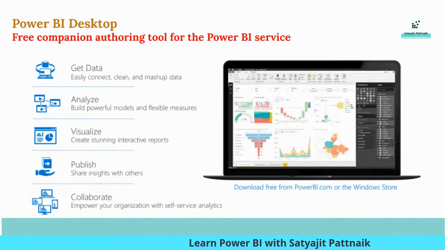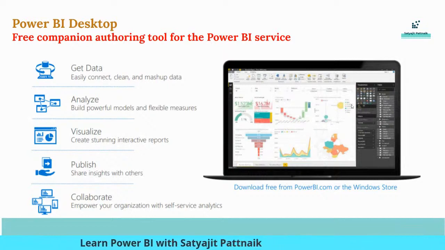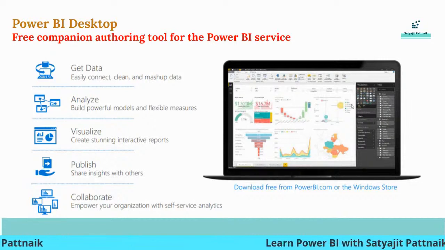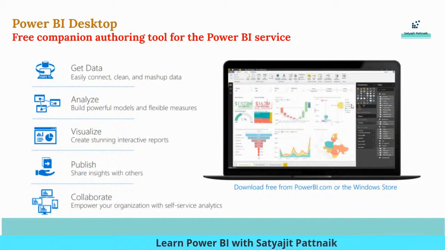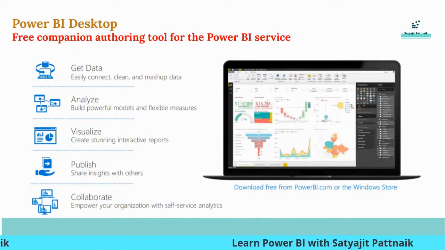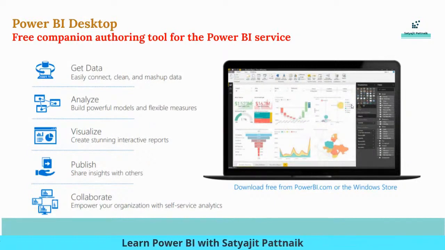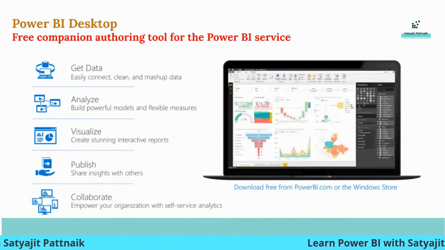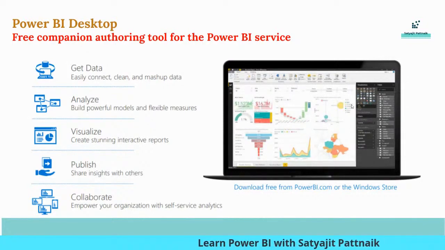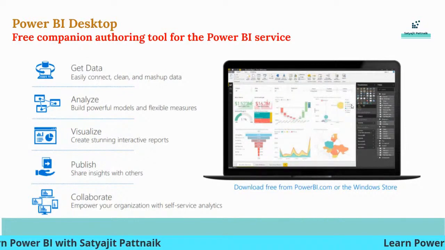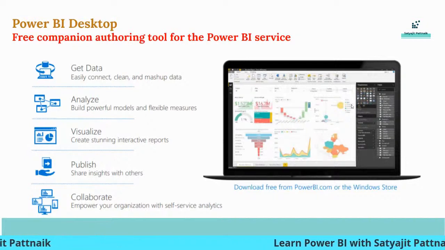Now, these are the 5 important points you have to remember in terms of Power BI. Power BI Desktop is a free companion authoring tool for the Power BI service. It has 5 different functionalities. Majorly, one is get data, which basically means what is your data source. I will show you the practicals as well. From get data, we'll have to get the data. Your data source can be an Oracle database, a MySQL database, Azure data warehouse, or flat files, anything. There are more than 85 data sources which are currently accepted in Power BI.